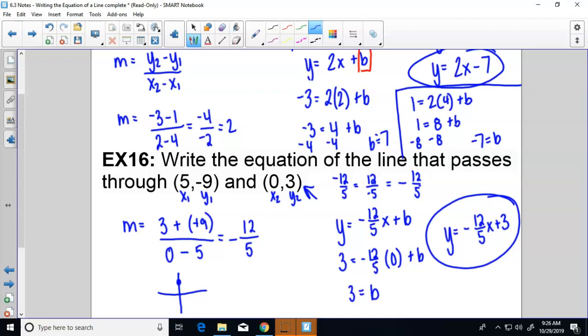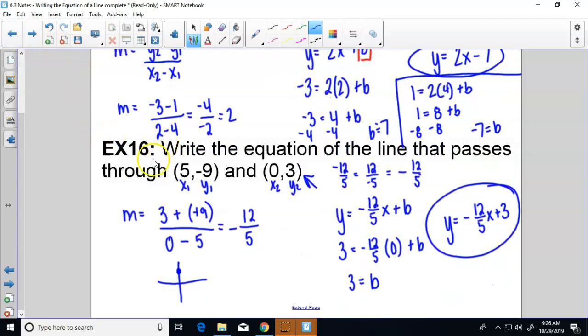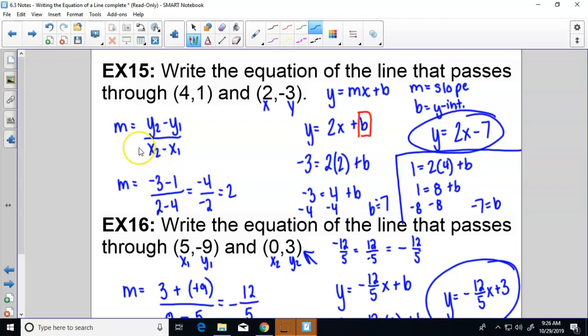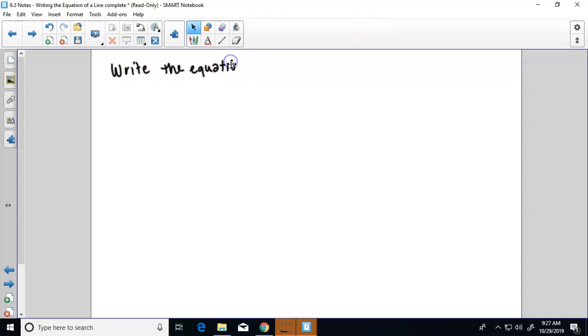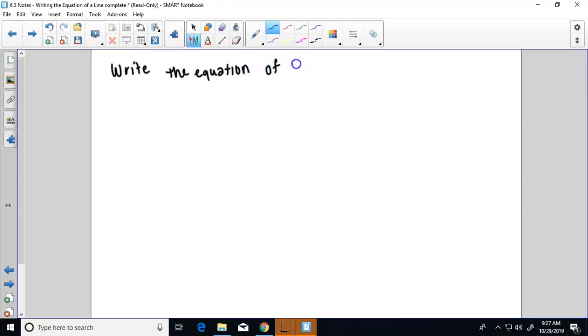Okay, questions? Alright, let's see, I didn't give you any of those. Do I want to right now? Yes, I do. Okay, I'm going to add just a couple little things here. So you got a little blank space there at the end. So, instructions are going to be for both of these. Write the equation of the line through.